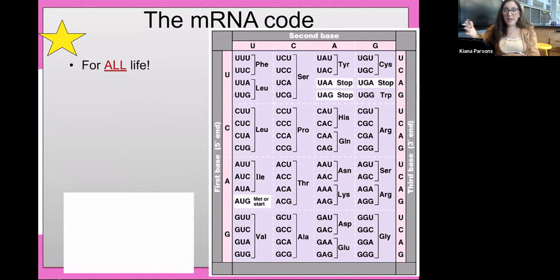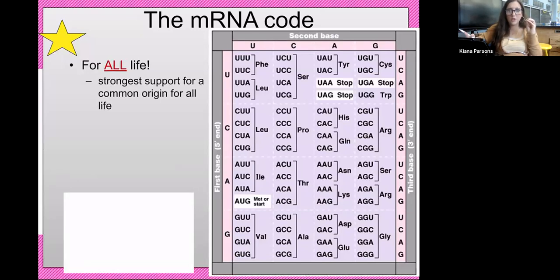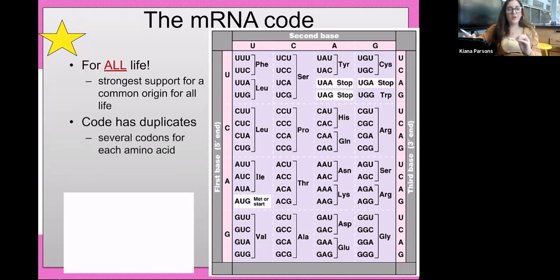So the mRNA code is the same in all life, which is literally amazing. This is the strongest support for the common origin of all life. The code has duplicates, which means several codons code for each amino acid. This is mutation insurance. This helps prevent mutations from actually changing the protein structure.